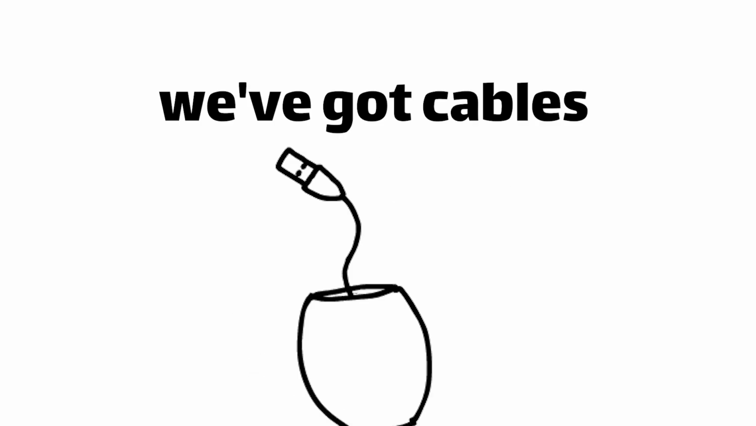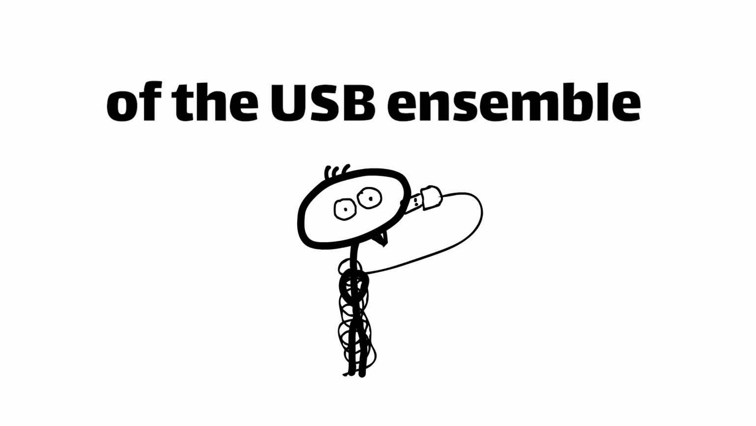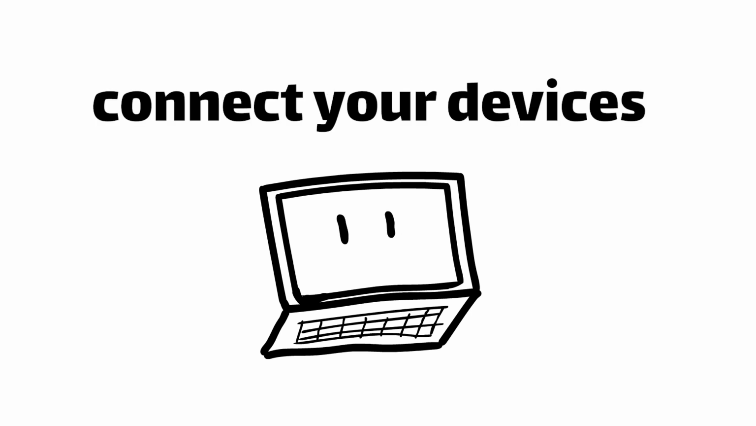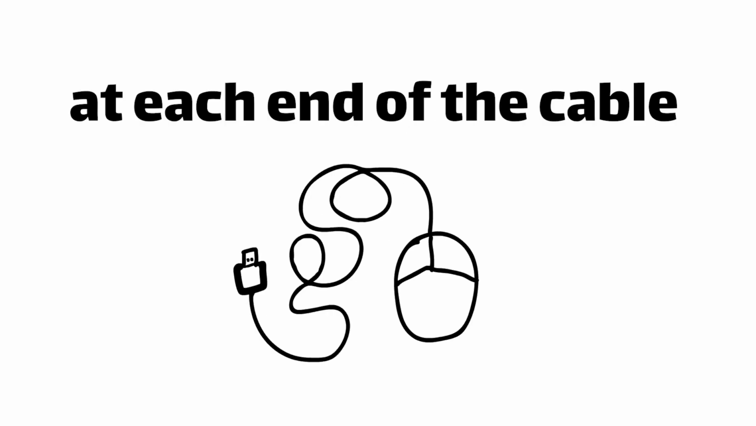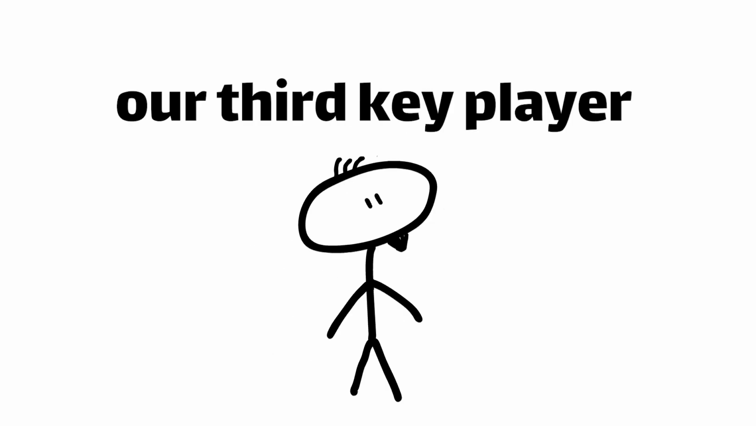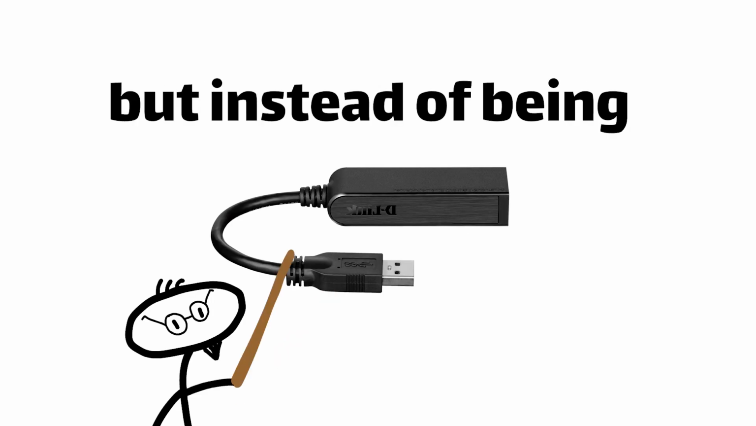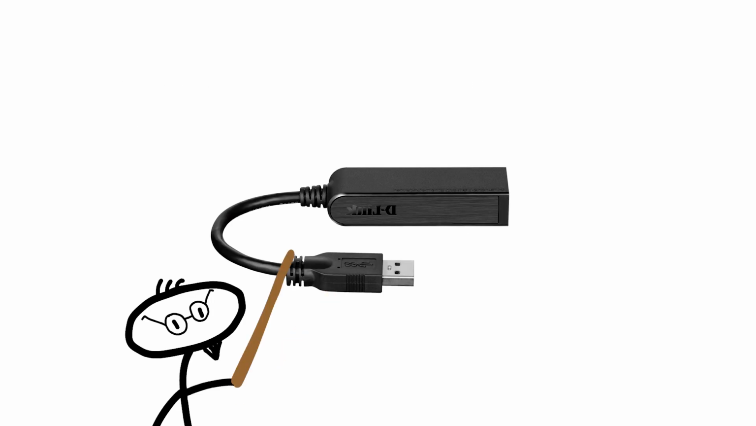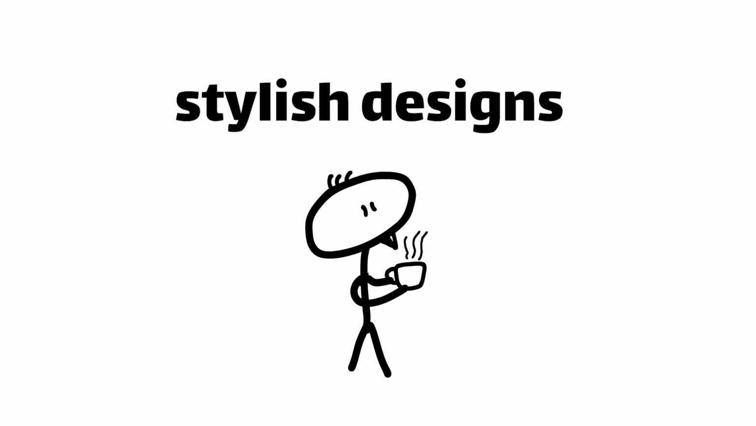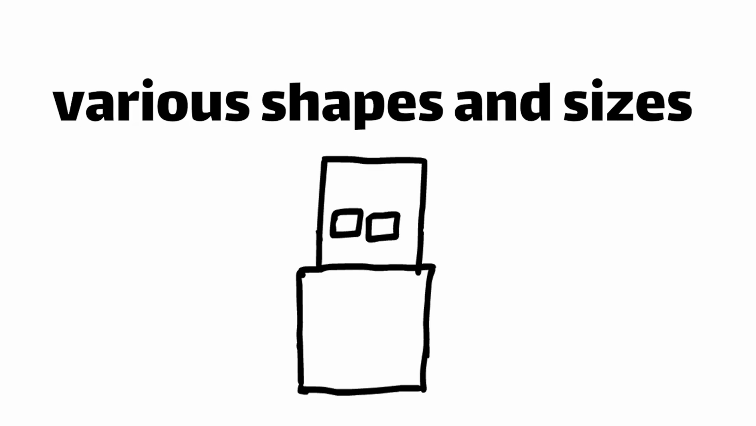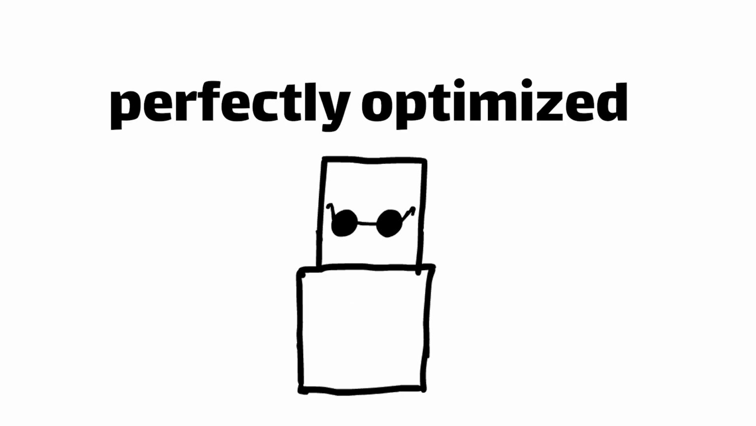Moving on, we got the cables, the strappy divas of the USB ensemble. These flexible wires come in all shapes and sizes, ready to strut and connect your devices in style. And at the end of each cable, you'll find our third key player, the connector. These are the plugs at the end of each cable, but instead of being the boring old 2 or 3 prongs, they got that sleek, stylish design that goes perfectly with them smooth gizmos. And just like the cables, the connectors also come in various shapes and sizes, each one perfectly optimized for different tasks and devices.